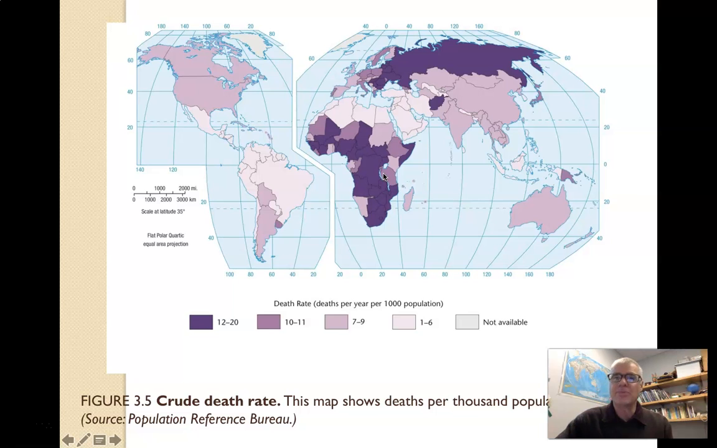One glaring exception to this, you might notice, is Russia and some of the other countries of Eastern Europe. Not only do they have very high death rates, but their birth rates are very low. In other words, they have pretty crashing kind of populations.